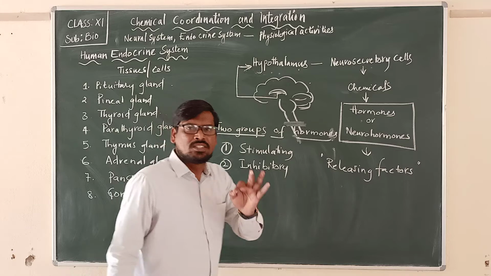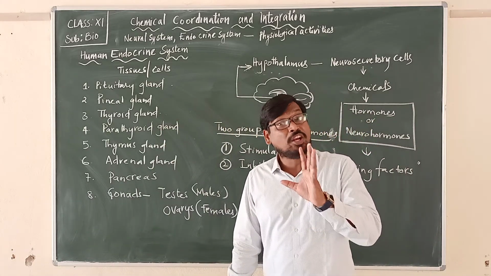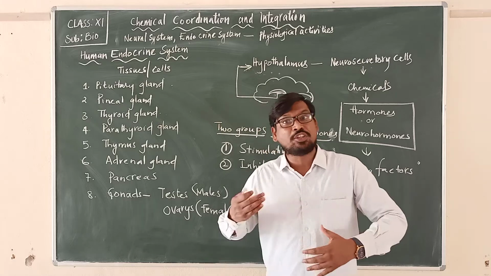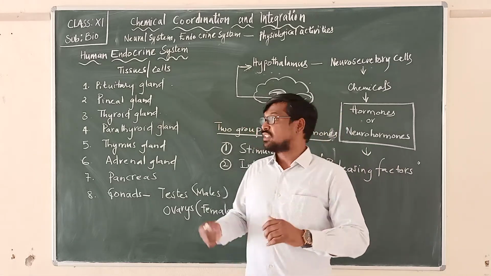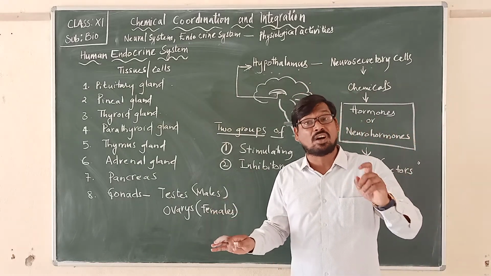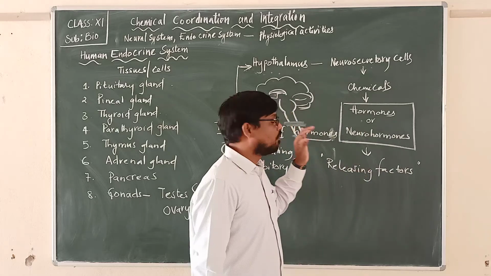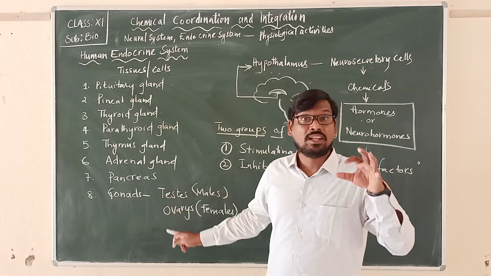Means, in simple terms, let us try to understand. If any endocrine gland is trying to produce more secretion of a particular hormone, it is this hypothalamus which will be controlling the production or the secretion of those hormones from these glands. Means what? It will inhibit.